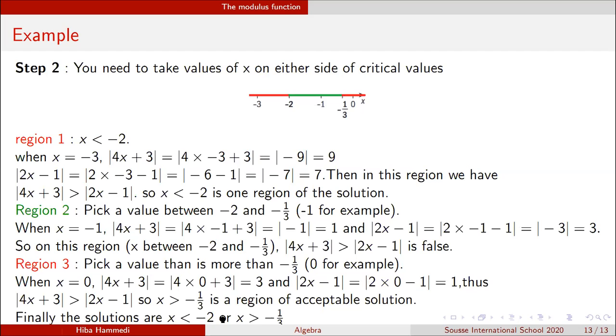So I can finally deduce that the solutions for this inequality are in two regions: x is less than -2, or x is more than -1/3. I need to keep these two regions, because any value in one of them satisfies the inequality.